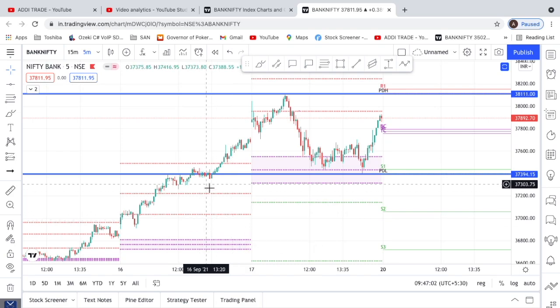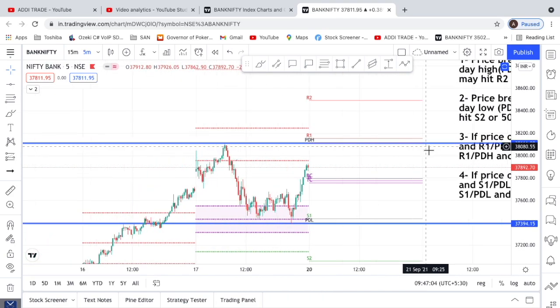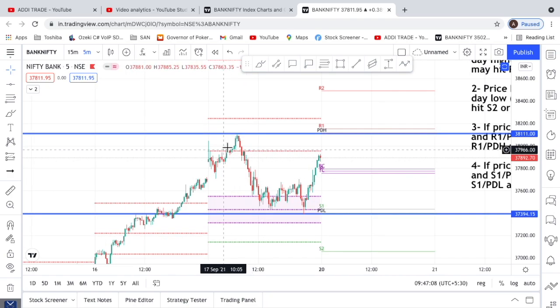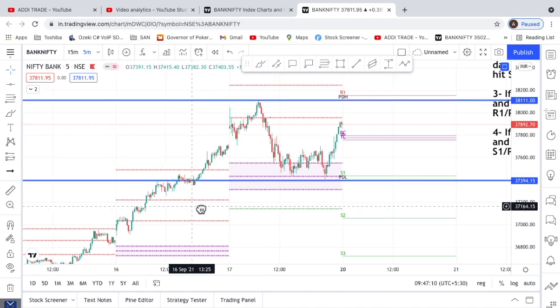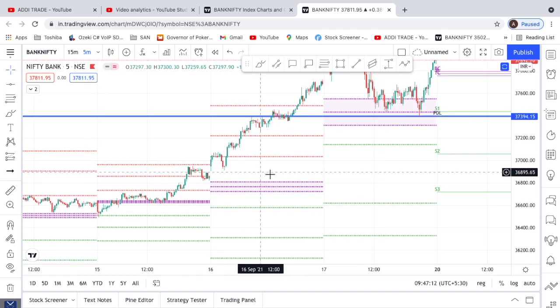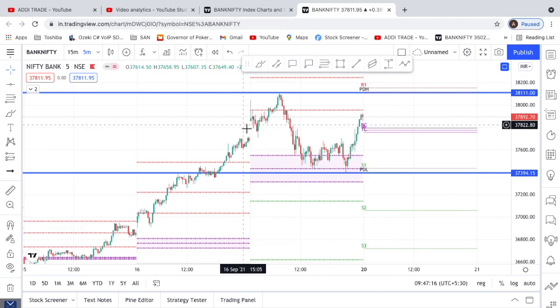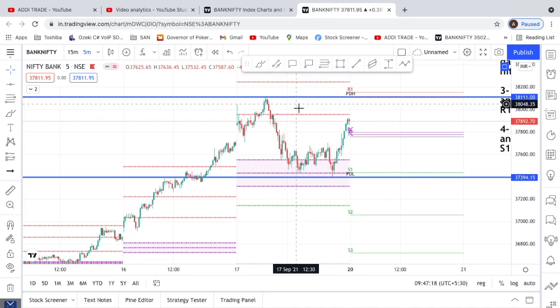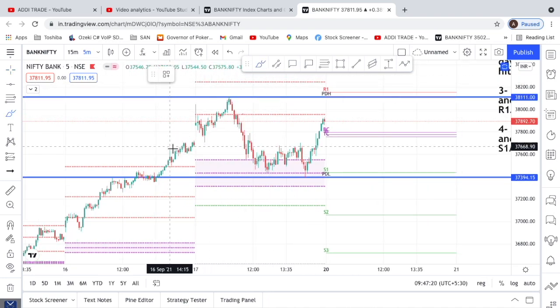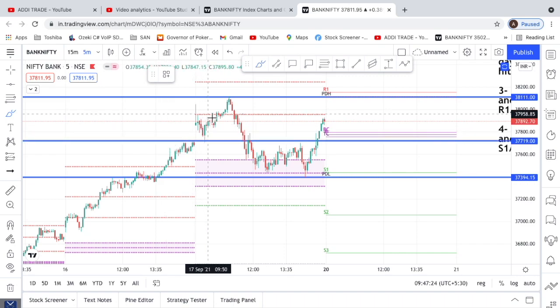See, right now Banknifty is at an all-time high, right? So we don't have too much of a previous day high. So we'll do some backtesting from behind. See, on this day, on Friday, what happened? The previous day high was here. So there's too much of a gap between the previous day high and R1.